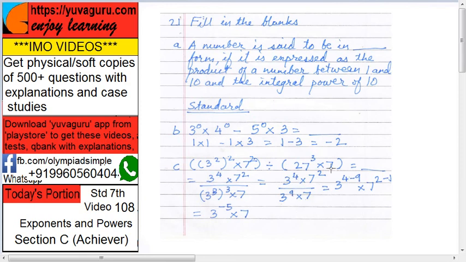Now solve this. 3 raised to 4 minus 9, right? This 9 will go up. So 3 raised to 4 minus 9 into 7 raised to 2 minus nothing is there means 1. So 2 minus 1. So 3 raised to minus 5, this is minus 5, and 7 raised to 1, right? Try it yourself.